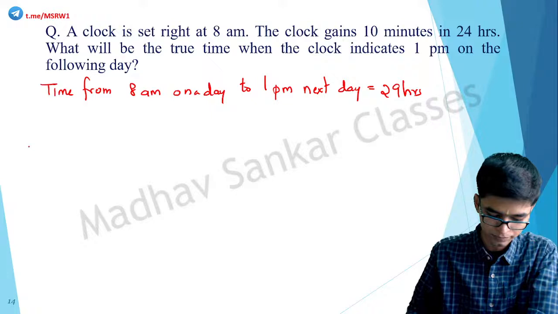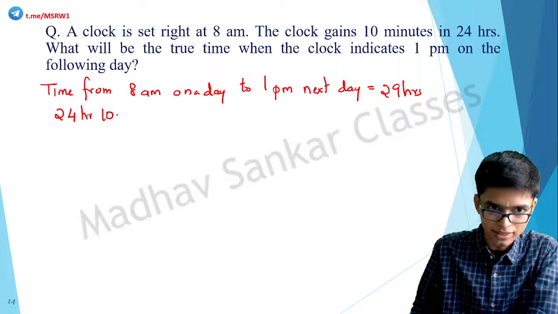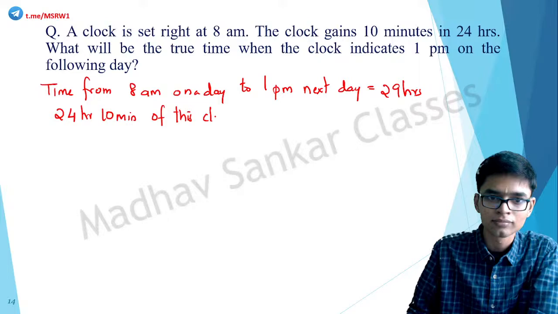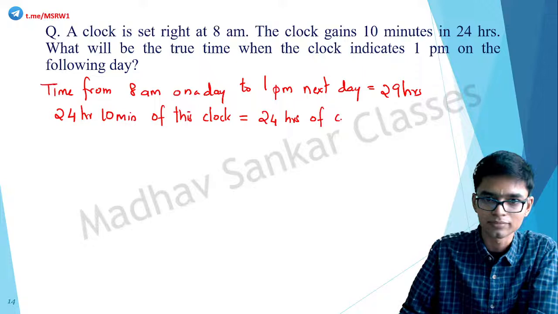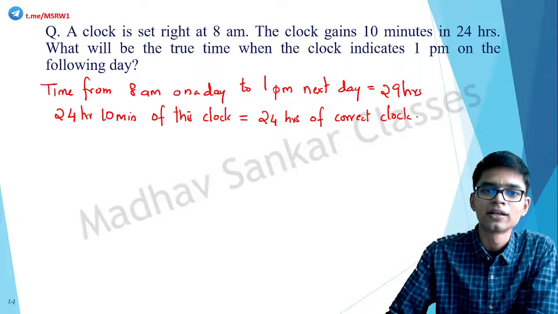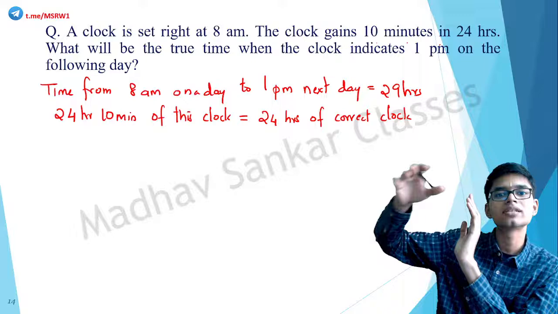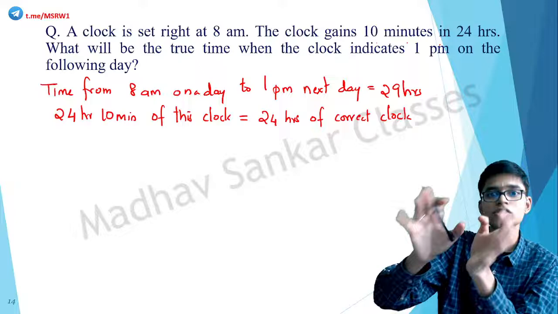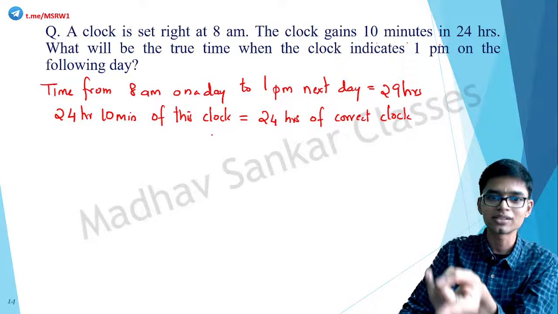Now, 24 hours 10 minutes of this clock is equal to 24 hours of correct time, correct clock. Correct. Look at the second statement. The clock gains 10 minutes in 24 hours. So every 24 hours, the clock is extra by 10 minutes. Correct. So this clock goes 24 hours, 10 minutes for every 24 hours. So 24 hours, 10 minutes of this clock is equal to 24 hours of the correct clock.